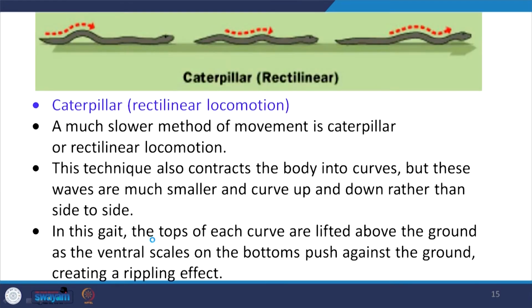The next gait is the caterpillar or rectilinear gait. This is a much slower method of movement, and I am going to take an example of this gait. This technique also contracts the body into curves, but these waves are much smaller and curve up and down rather than side to side.